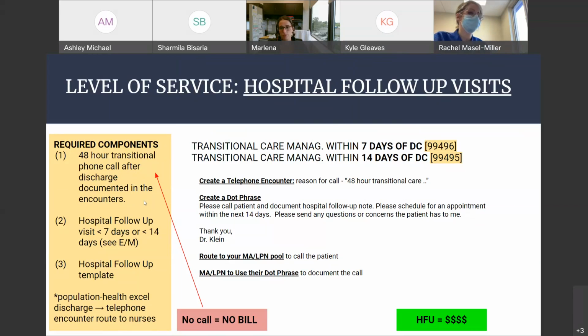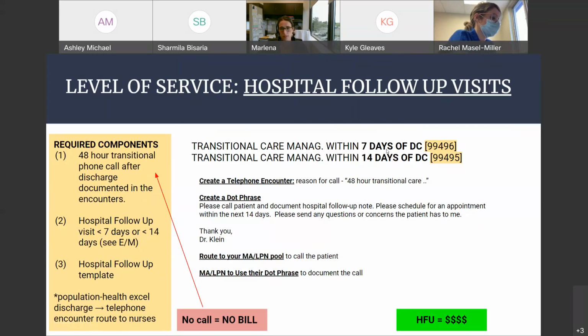Probably right now you guys aren't getting notifications, but hopefully in like 6 to 8 months, you start getting notified when your patients are discharged. You might get an Excel sheet, or you might just get a notification in Epic. And that's how you'll know. The second component is you have to see the patient either within 7 days or 14 days based on which E&M code you're going to do. And you should use the hospital follow-up template.